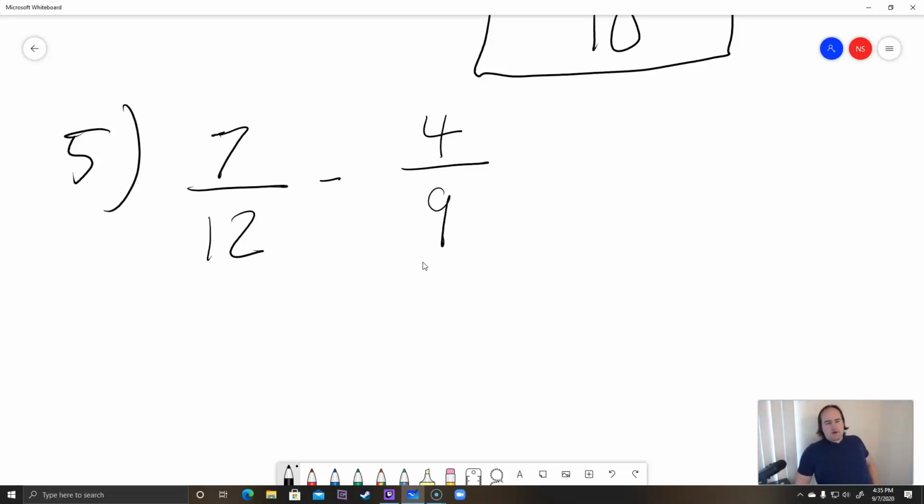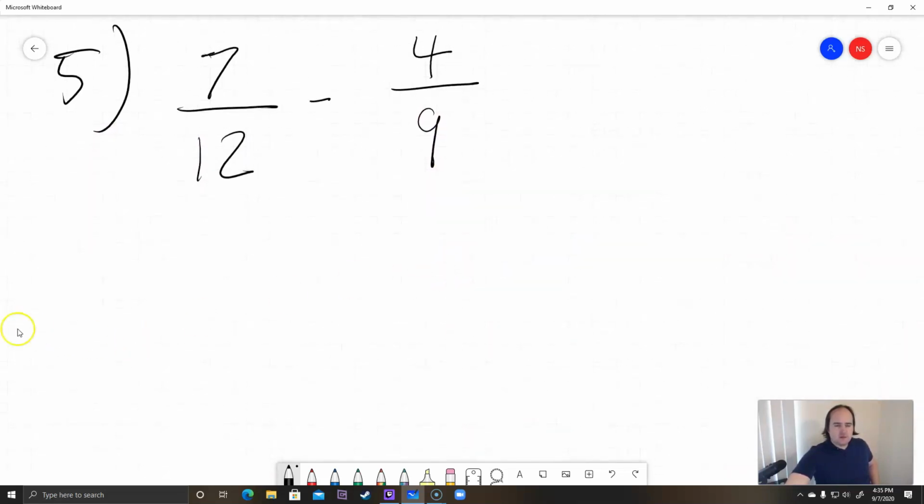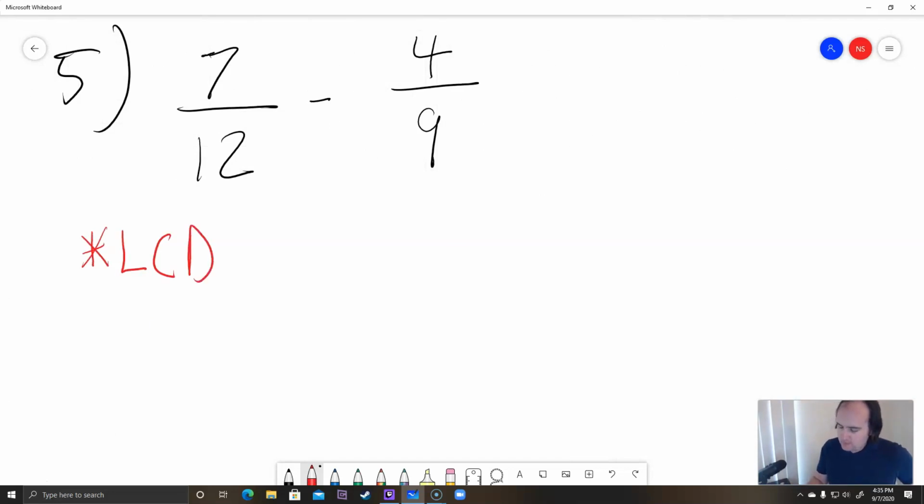So with this one, it might be hard enough that you need to actually do the LCD, because it might not be clear what you're missing from each denominator so that you get the same denominator. So what I recommend is that you just go ahead and find the LCD the way I showed you. Remember you look at whatever is the larger denominator, which here is 12, and you start listing the multiples of 12. And the first multiple of 12 that 9 goes into is going to be the LCD.